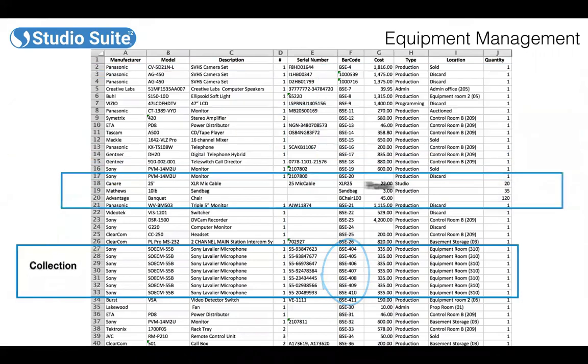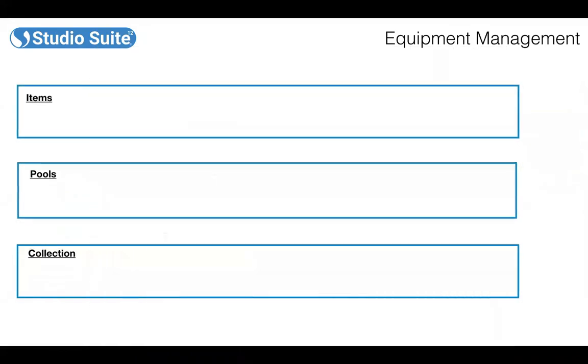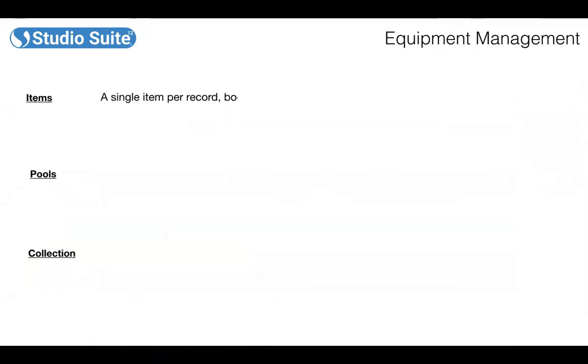So just to review, we've got 3 main kinds of equipment. We have items, which is a single item per record, booked as a single item. It's a one-to-one booking, pretty straightforward. It's what you instantly think of when you think about equipment management.